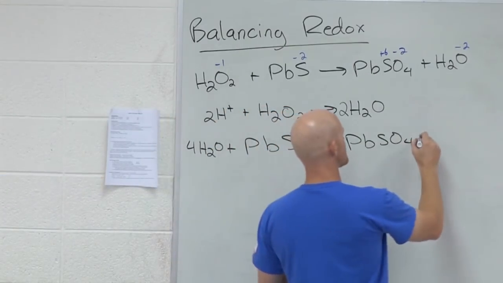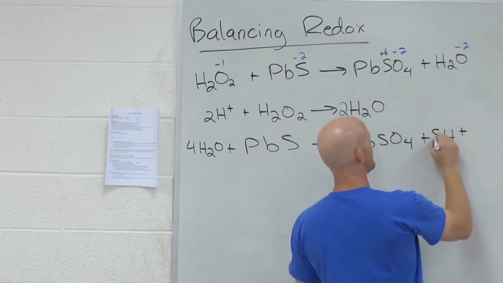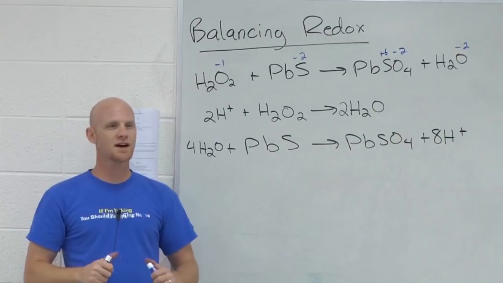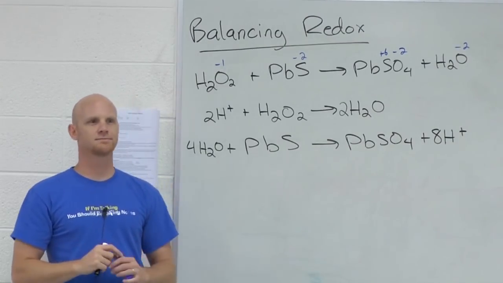Yeah, I need 8 hydrogens on the other side. And what do I add for hydrogen again? H plus, and I need 8 of them. So that's the special rule here. Anytime you're balancing oxygens out, add H2O. Anytime you're balancing out hydrogens, add H plus.